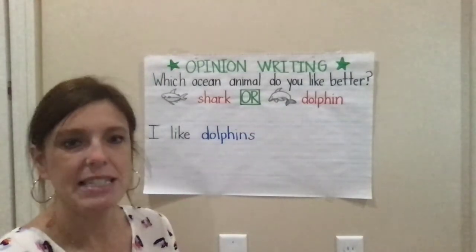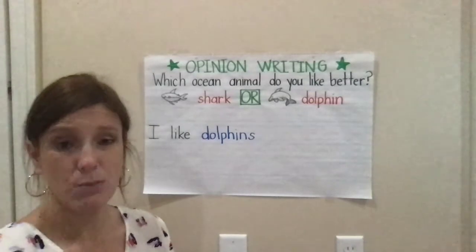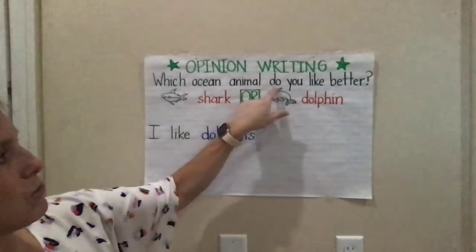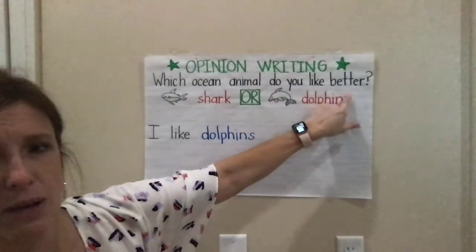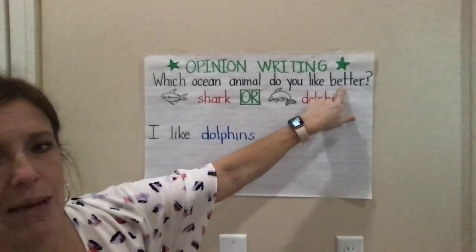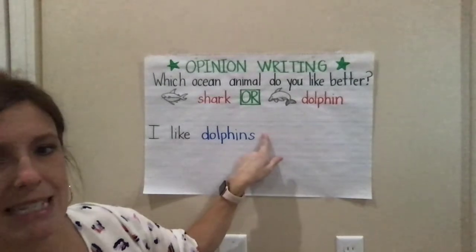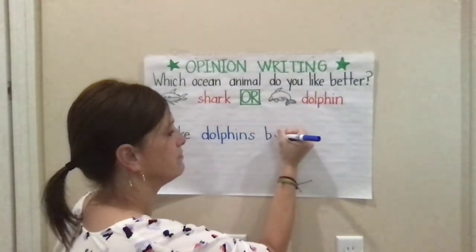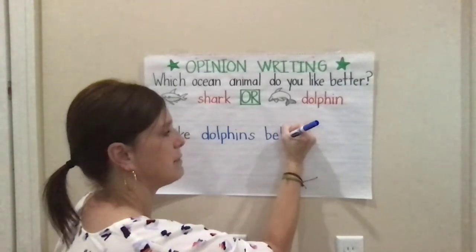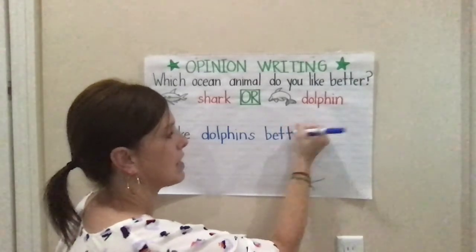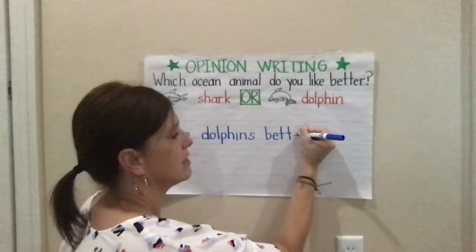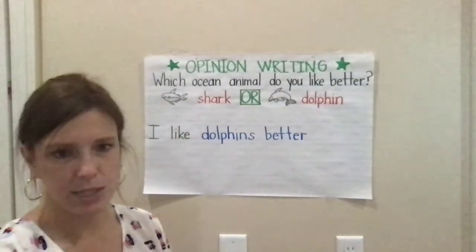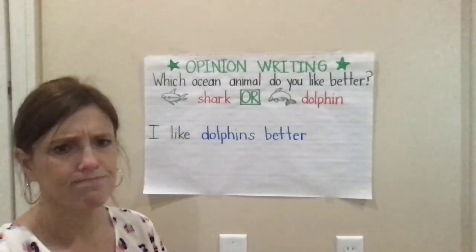I like dolphins better because that's what we're writing about. Which one you like better? So at the top, it says, which ocean animal do you like better? So I'm going to use this word right here, and I'm going to add the word better to my sentence right here. I like dolphins better. Remember, have your spacing. I'm copying that word right there. I like dolphins better. I like dolphins better than.